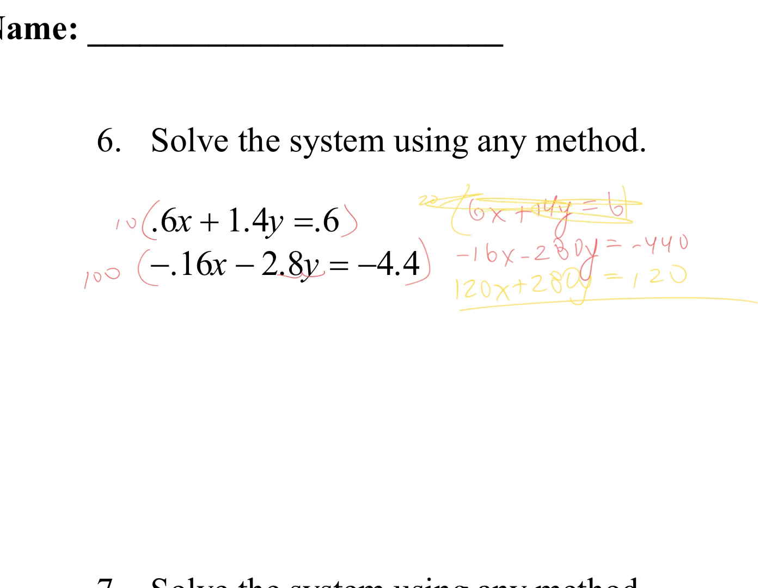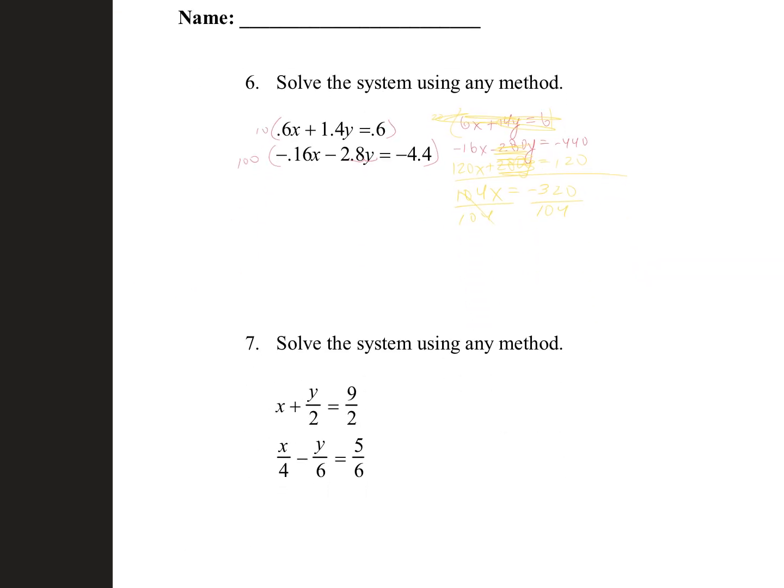So what's negative 16 plus 120? Okay, so 104x equals, what's negative 440 and 120? What is it, negative 320? Okay, does this divide pretty? What does it become? Okay, so this is probably a typo in this question. Maybe it should have been negative 1.6. But do you guys understand the process? That's what we're going for here in a question like this. If it doesn't work out pretty, we would just simplify the fraction and so forth.